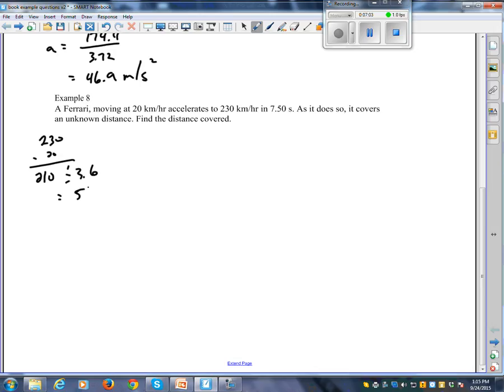58.3, and that's my change in velocity. Why it wants me to use this one, delta v over delta t. 58.3, my time is 7.5. 7.78 meters per second squared is the acceleration.